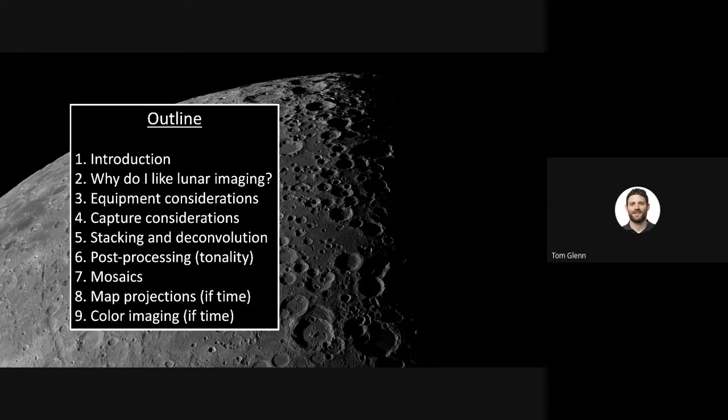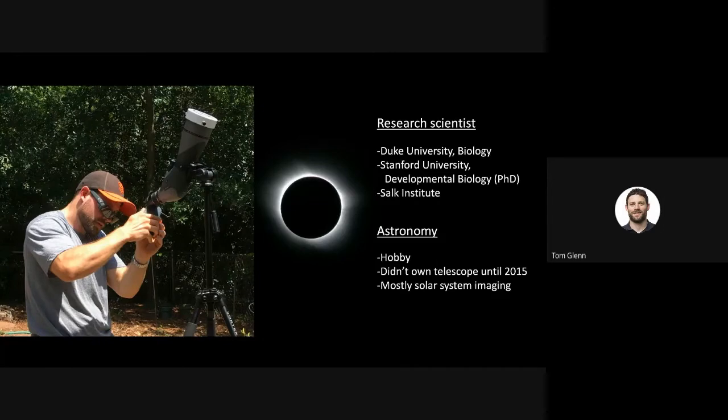And at the end, if we have time, I can talk about map projections, which is another interesting thing I like doing with data. And then if there's still some time, I can briefly touch on color imaging of the moon. Although I don't do much color imaging of the moon. Most of my images are all grayscale, taken with a monochrome camera.